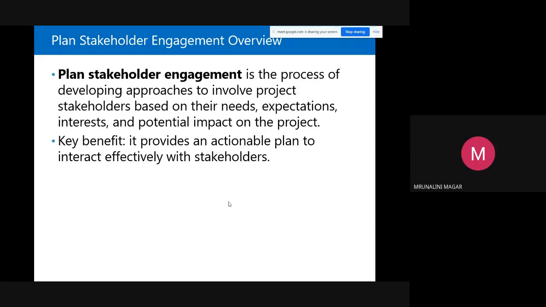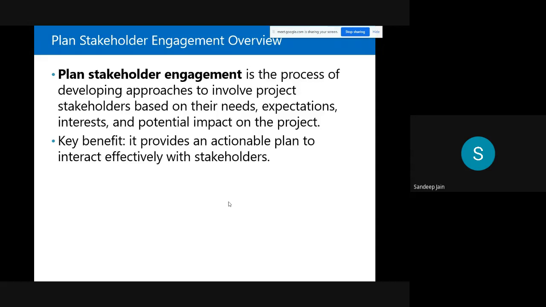Okay, so plan stakeholder engagement is the process of developing approaches to involve project stakeholders based on their needs, expectations, interest, and potential impact on the project. So it provides an actionable plan to interact effectively with stakeholders. Okay. So basically, the objective is to come out with an action plan, a strategy to do the stakeholder engagement.